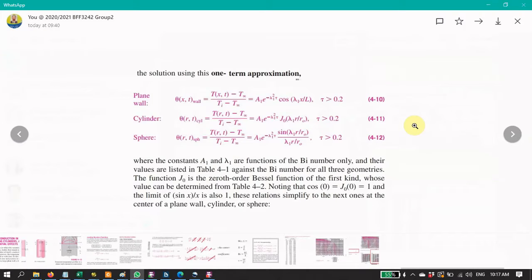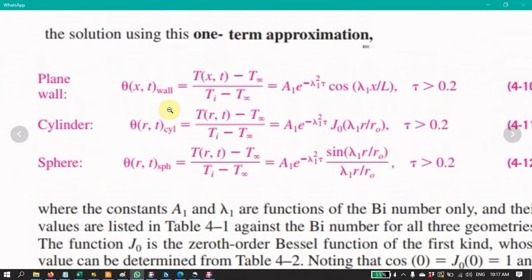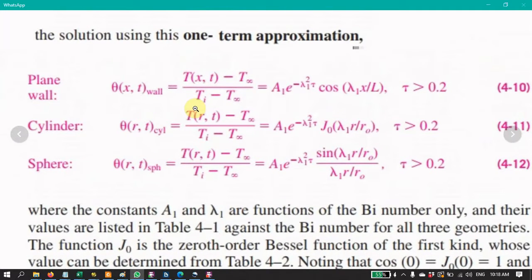Okay. Now, when the equation is solved, the solution consists of a summation of terms, infinite terms, right? So what I've shown you, equations 10 and 11, give the values of the dimensionless temperature for truncated values. An infinite series has many terms, right? So we just consider the first term of the equation.